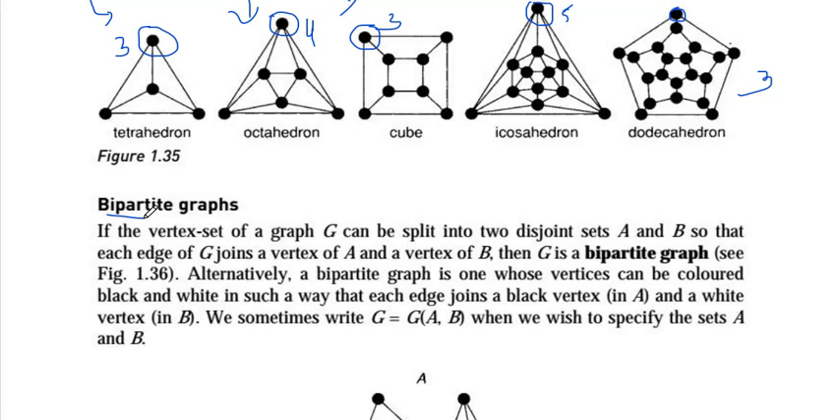Bipartite graph. Let's say the vertex set of graph G can be split, meaning divided, into 2 disjoint sets A and B, so that each edge of G joins a vertex of A and a vertex of B. If each edge joins a vertex of A and a vertex of B, then G is a bipartite graph.